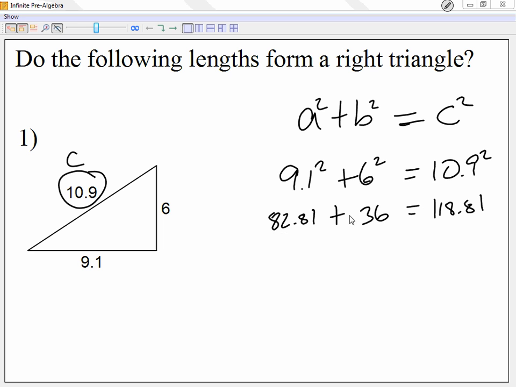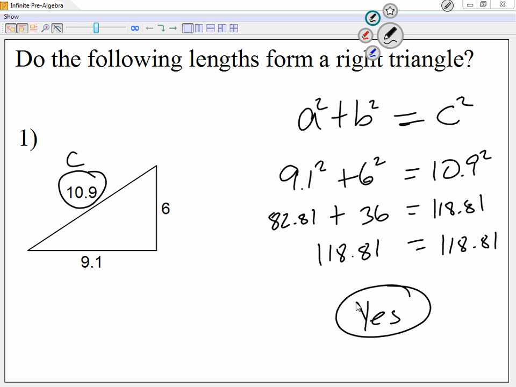I notice that these two numbers are together, separated with a plus sign, so I can just add them. 82.81 plus 36, I get 118.81. On the other side, I also have 118.81. I notice the two are the same, so I'm going to write yes, it is a right triangle. If the two numbers at the end were not the same, then I would write no. Once again, this is just a yes or no question.